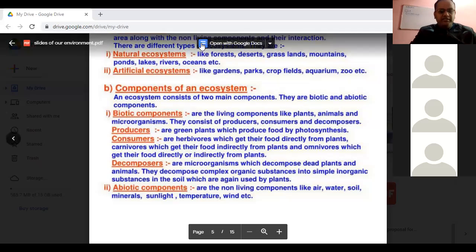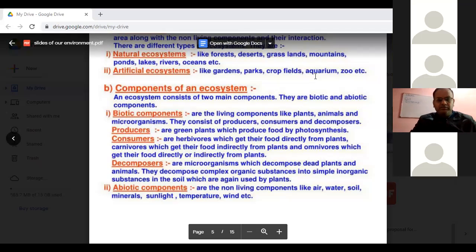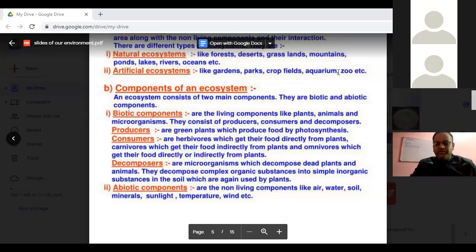Tertiary consumer, anyone raise your hand, who are the tertiary consumer? Again, Aryan. Okay, Palak has also raised her hand. First Aryan raised, so let me give the chance to Aryan first. Okay, Aryan, you can unmute yourself.